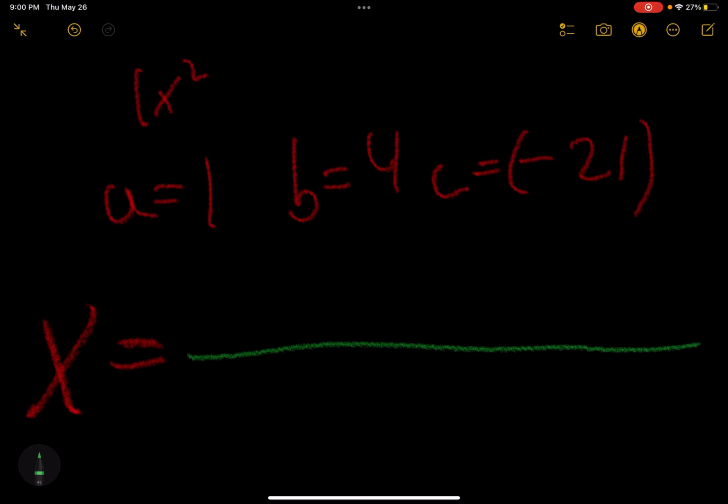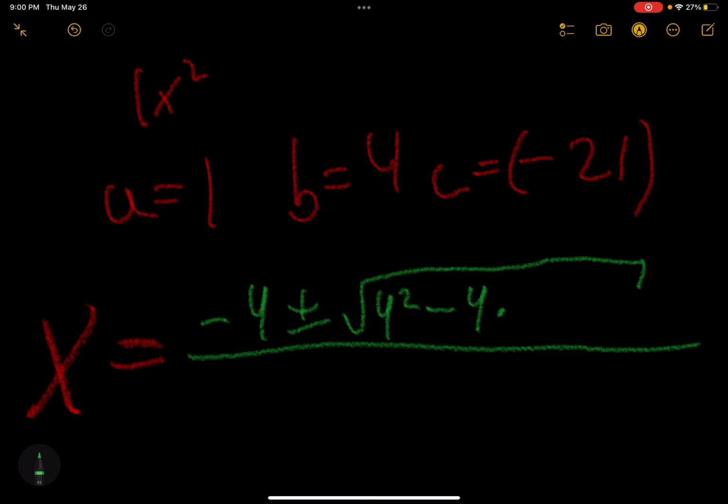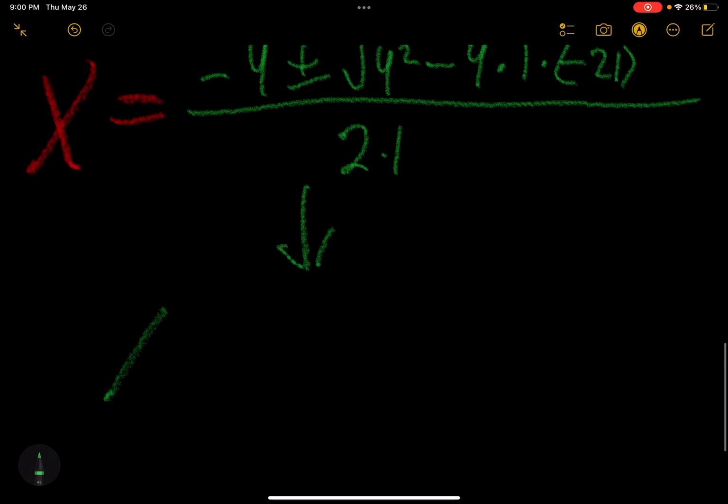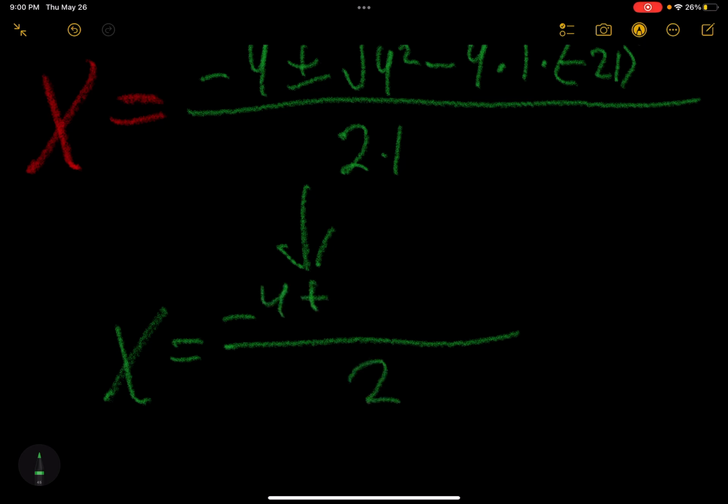So let's take a look here. Negative 4 plus or minus what we just talked about. 4 squared minus 4 times 1 times negative 21, put in parentheses, and then 2 times 1. So now let's simplify this, shall we? X equals negative 4. Actually, we can just do because that's kind of obvious. Plus that.